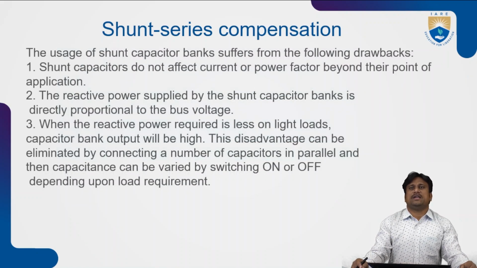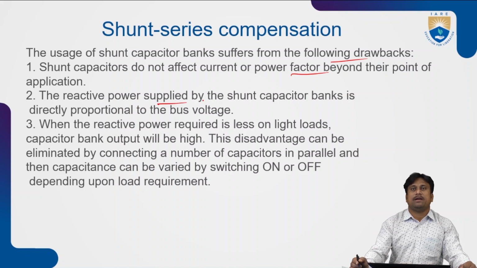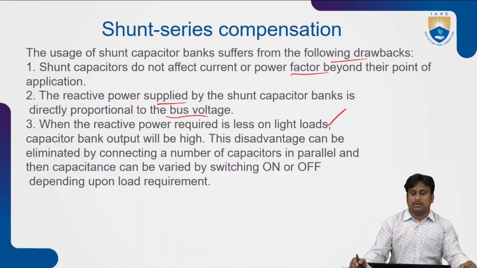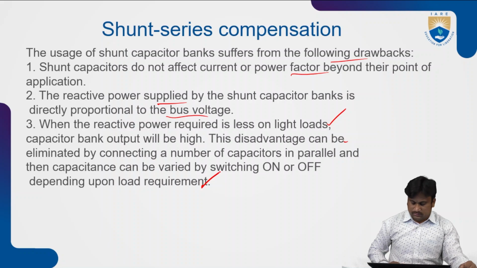So the use of shunt capacitor banks suffers from the following drawbacks: shunt capacitors do not affect the current or power factor beyond the point of application. That means the reactive power supplied by the shunt capacitor banks is directly proportional to the respective bus voltage. So when the reactive power required is less under light load conditions, the capacitor bank output will be high. This disadvantage can be eliminated by connecting a number of capacitors in parallel, and the capacitance can be varied by switching on or off depending upon the load requirement.